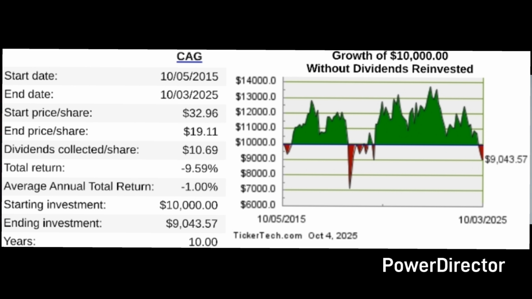So, Bert, what does ConAgra, CAG ticker symbol, look like without the drip? Let's do it. So today the price is $32.96. 10 years ago, it was at 19. Oh, actually, wait a second. I had that backwards, everybody. Oh, my bad. You know what's funny about that? I don't know why I misread that.